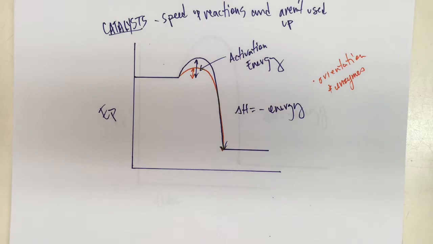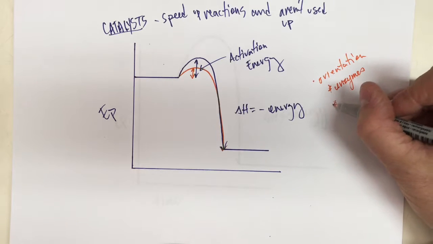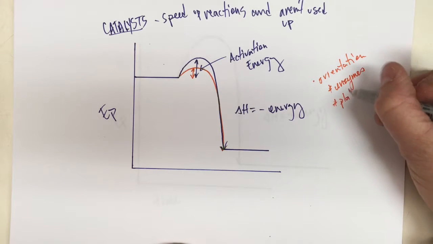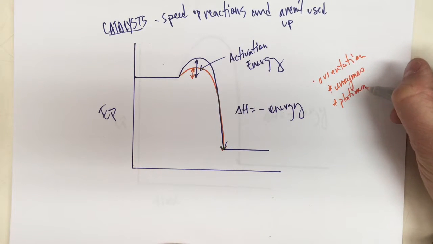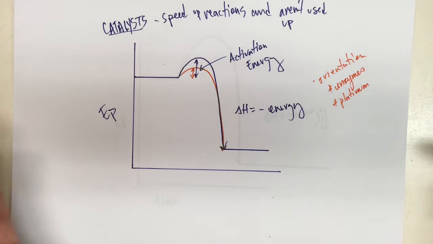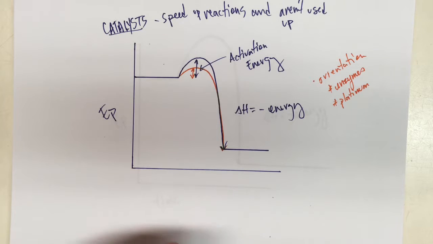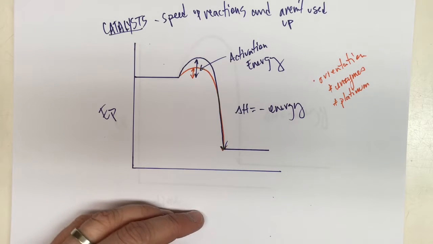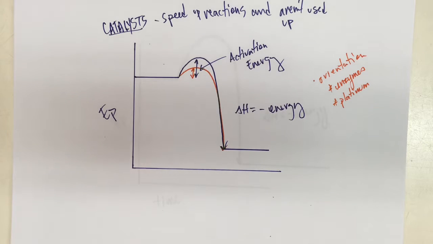Enzymes are natural catalysts that occur in biological systems, so your body has enzymes. And sometimes platinum will be a catalyst, or some sort of metal surface that the reaction occurs on. If you provide the right kind of surface, it can make it so that the reactants find each other, if they were gases, perhaps. But catalysts are speeding up the reaction by reducing the activation energy.